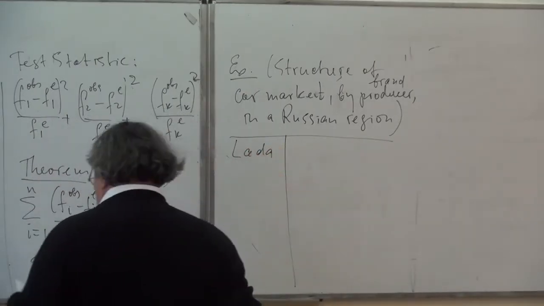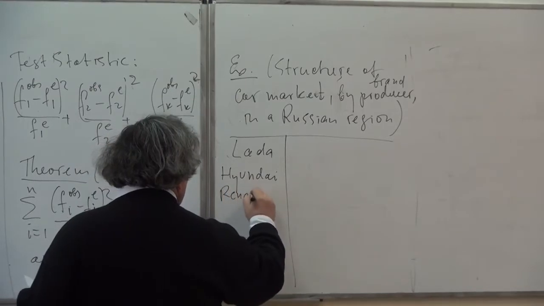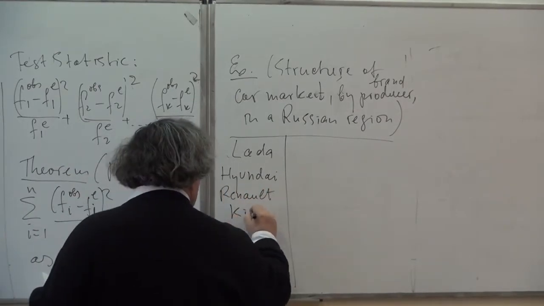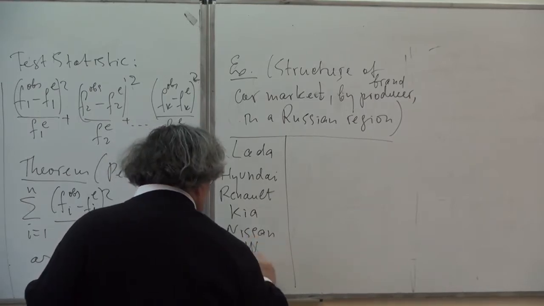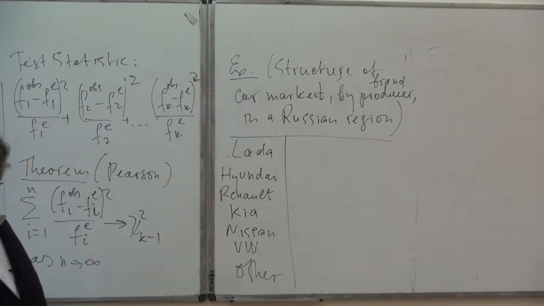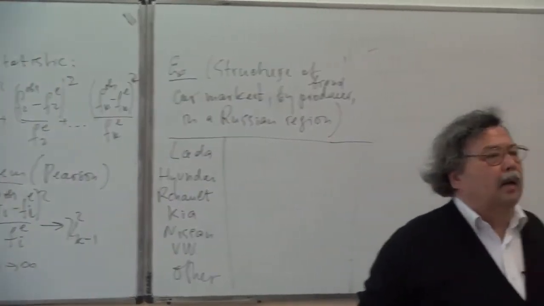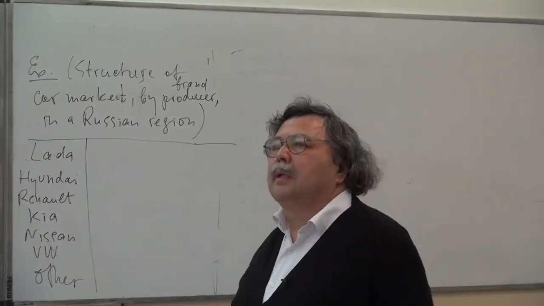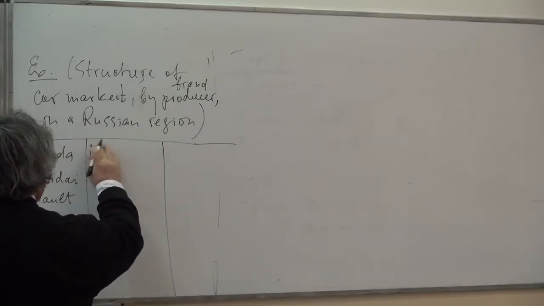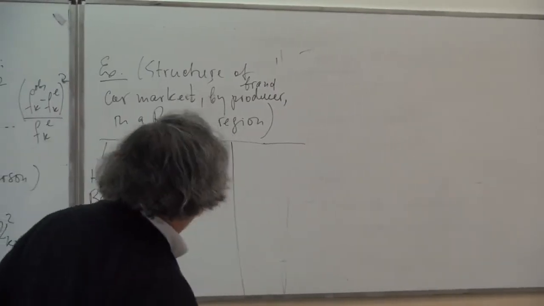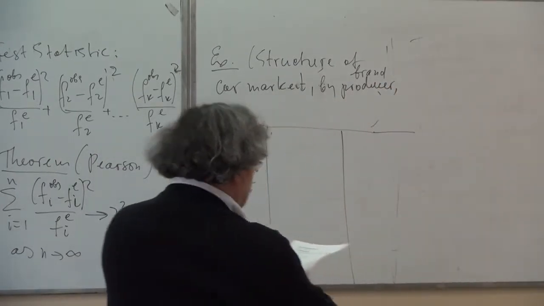So one of the brands is Lada, then it's Hyundai, then it's Renault, Kia, Nissan, Volkswagen, and we group all the rest of them under the title others. Okay. Now, suppose we have some statistics referring to the country as a whole. So for the country as a whole, not a good arrangement. So I'm erasing this to be able to add another row on top.